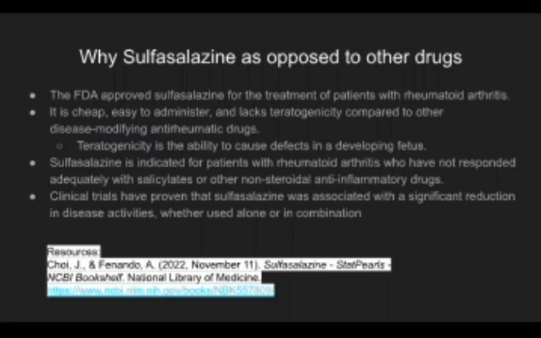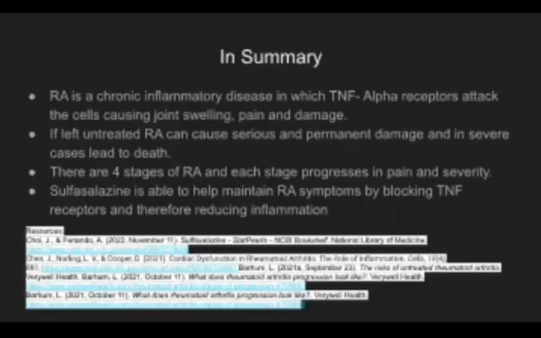Sulfasalazine is indicated for patients with rheumatoid arthritis who may not have responded adequately to salicylates and other non-steroidal anti-inflammatory drugs. Clinical trials have proven that sulfasalazine significantly reduces disease activity, whether used alone or in combination.